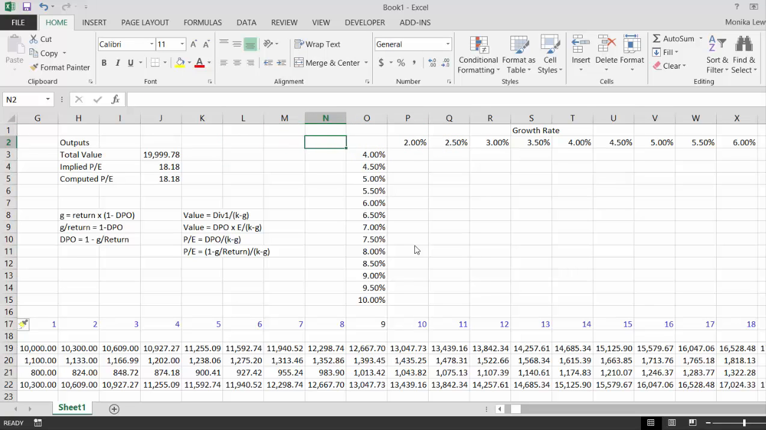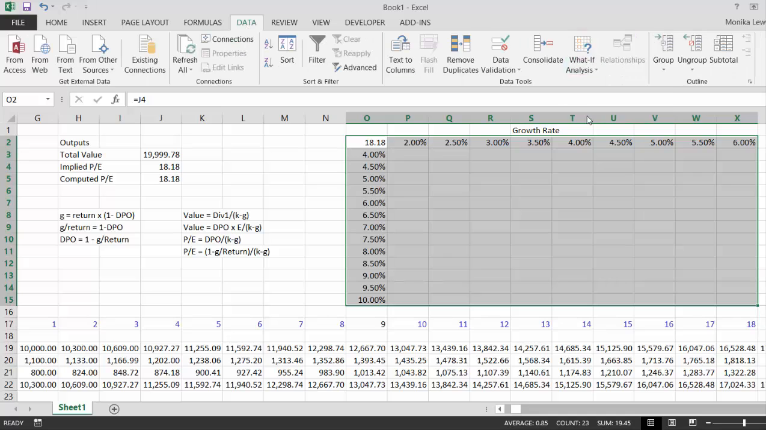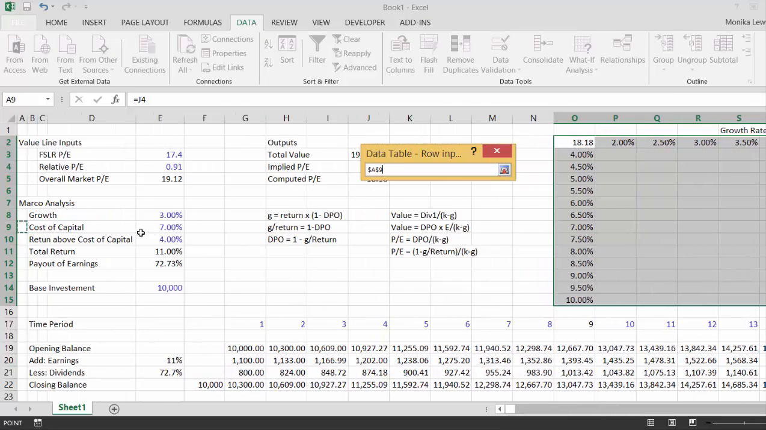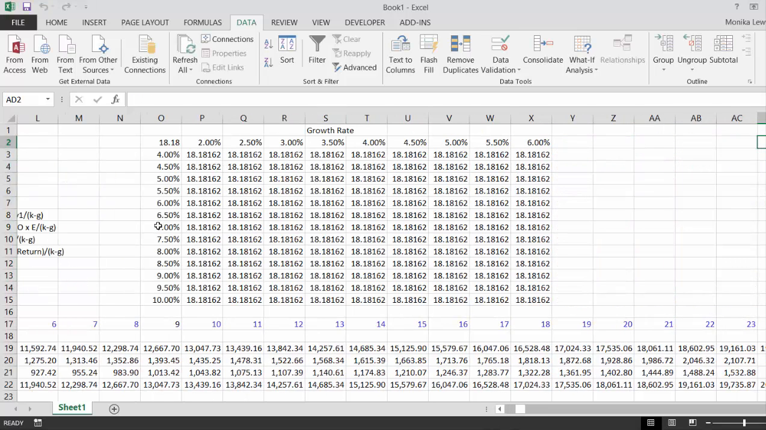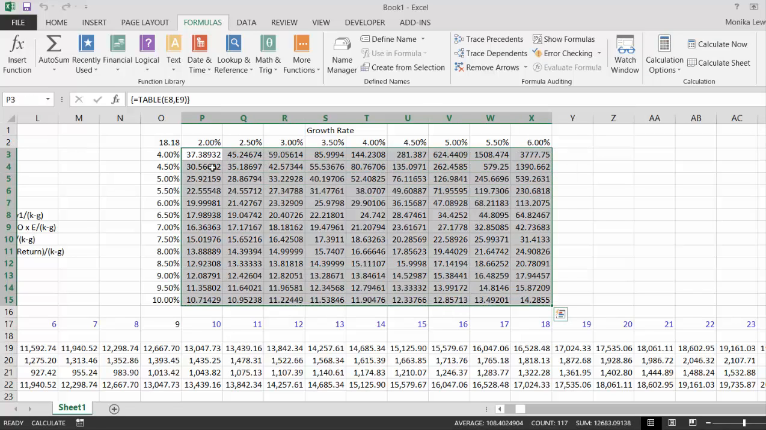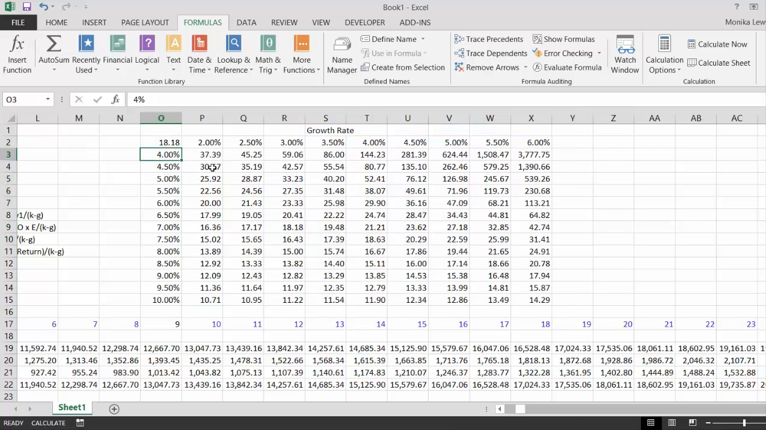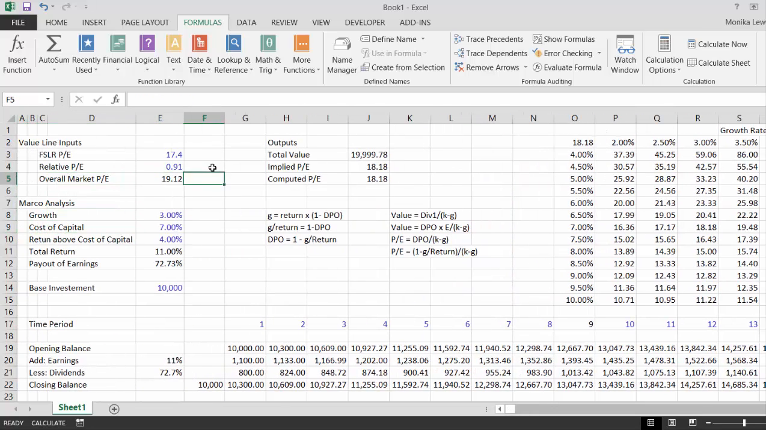So we could use this one or this one, it doesn't matter. Let's use this one for now. Shift Control right arrow, Shift Control down arrow, and go to Data, What If Analysis, and Data Tables. And then for the row input cell, let's put the growth, and the column input cell, let's put the cost of capital. And then what you better do is go to the formulas and calculate the sheet. You could have done that with Shift F9, but I can't do that. Then we get the PE ratios. And now let's see what kind of combinations of growth and cost of capital give us the 18.18, or actually the 19.12.